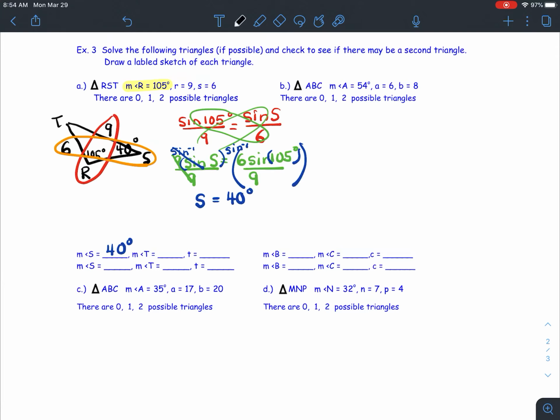All right, I've got 2 of my angles here, so to get angle T, I should just be able to add up 105 and 40 and subtract that off of 180. That's going to give me angle T is 35 degrees. I'm going to add that to my picture here.